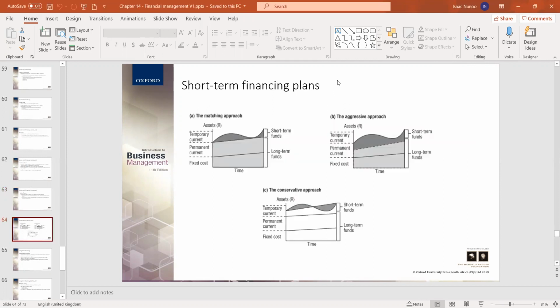So the matching approach, some of the short-term financing approaches, we are talking about the fact that we can have the matching approach, we can have an aggressive approach, and we can have the conservative approach.